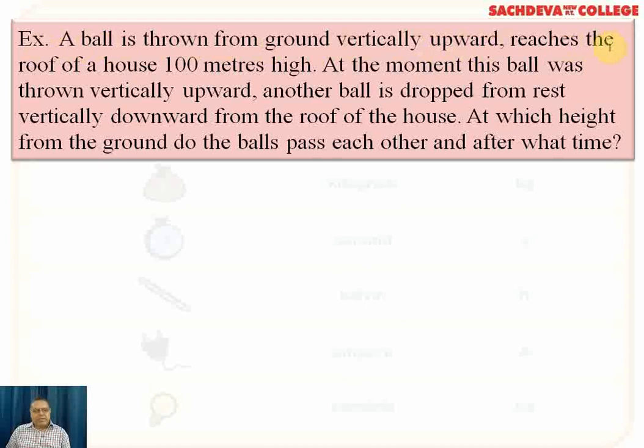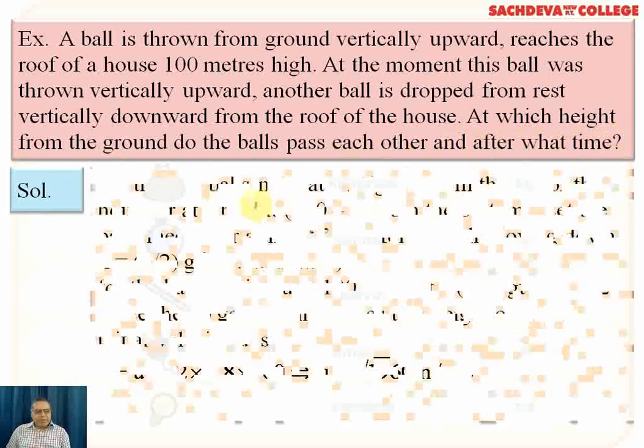Now, in another question, a ball is thrown from the ground vertically upwards. When anything is projected vertically up, velocity goes on decreasing, and at the highest point, velocity becomes 0. We are referring to final velocity. So the ball is thrown from the ground vertically upwards and reaches the roof of the house, 100 meters high. At the moment this ball was thrown vertically upward, another ball is dropped from rest vertically downward from the roof of the house. At which height from the ground do the balls pass each other, and after what time?